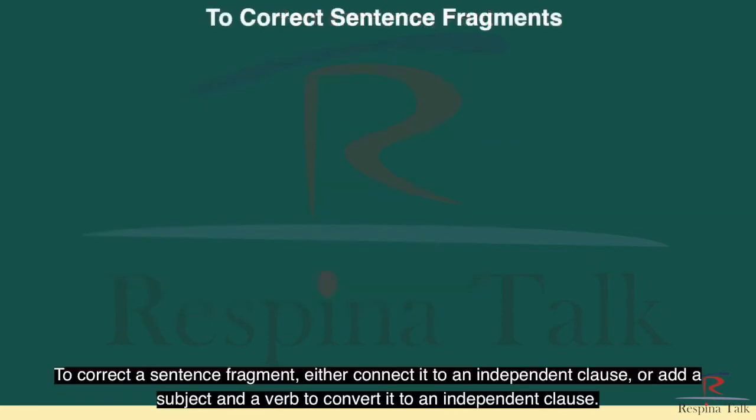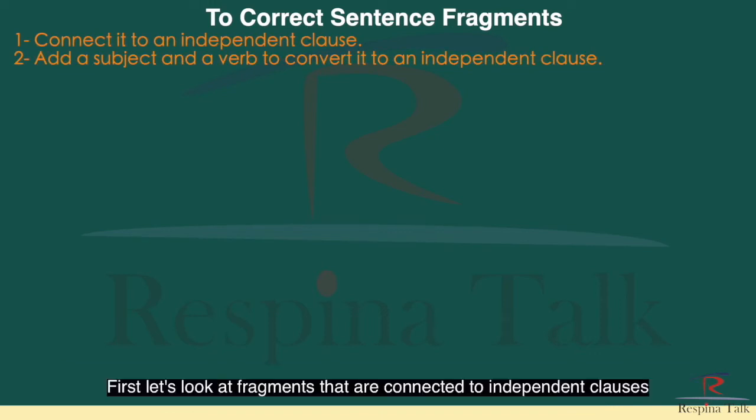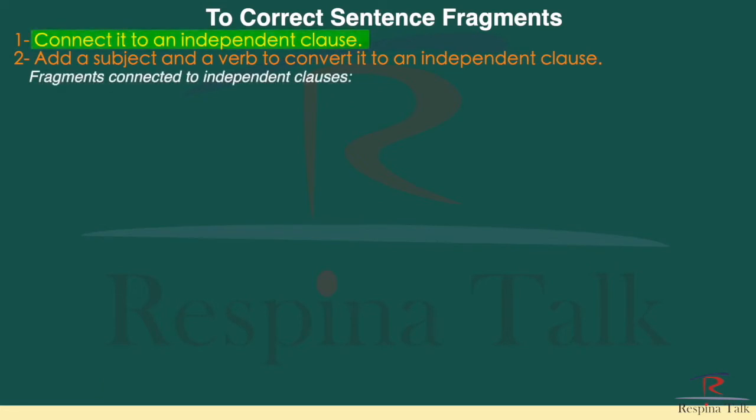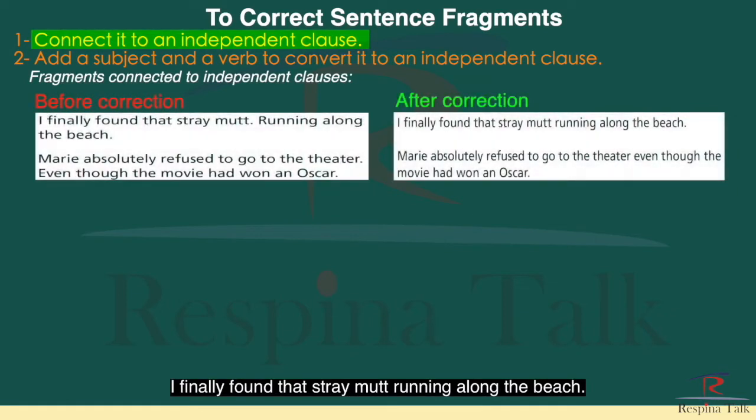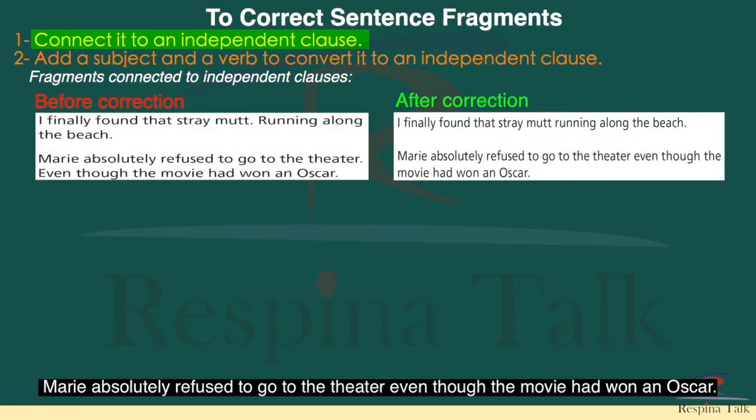Now, to correct a sentence fragment, either connect it to an independent clause or add a subject and a verb to convert it to an independent clause. First, let's look at fragments that are connected to independent clauses. I finally found that stray mutt running along the beach. Or, Marie absolutely refused to go to the theater even though the movie had won an Oscar.